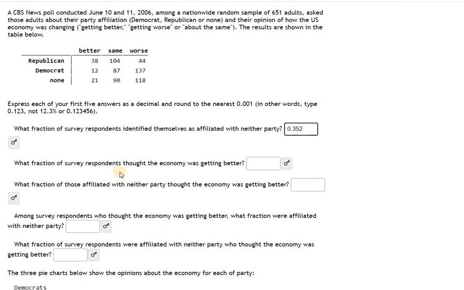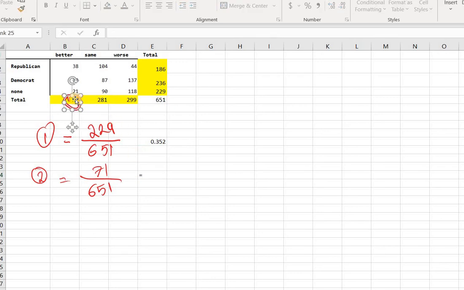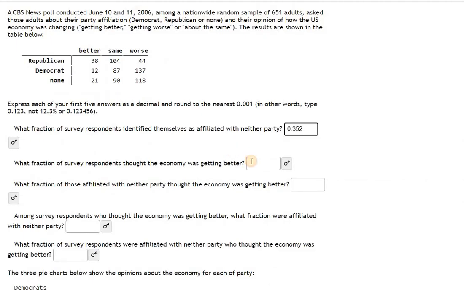And then, what fraction of survey respondents thought the economy was getting better? So again, what fraction of survey respondents? So this is number 2. That means the denominator is 651. Thought the economy was getting better. So how many people in total think the economy is getting better? That is 71 people. So this is equal to 71 divided by 651. And then I'm going to round this to 3 decimals, again using the same technique, and then copy that and paste it into my answer box.